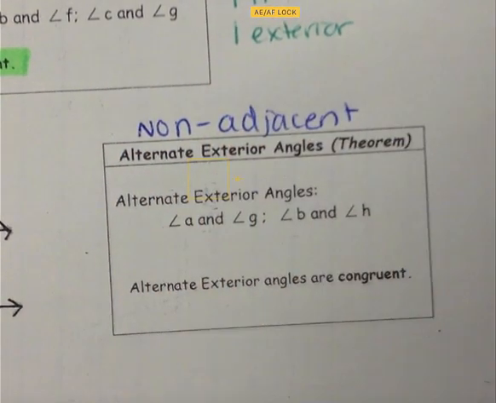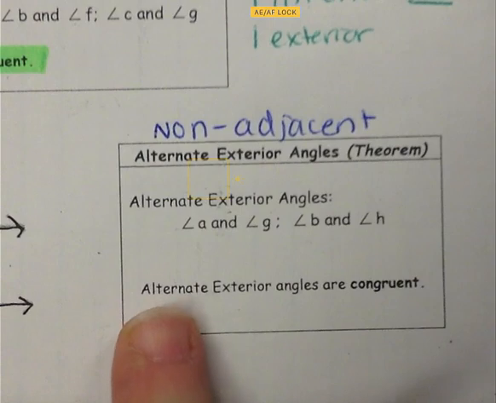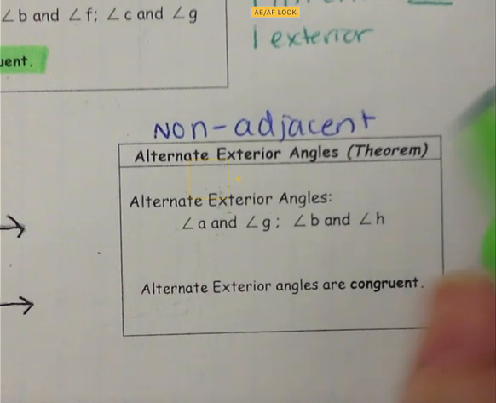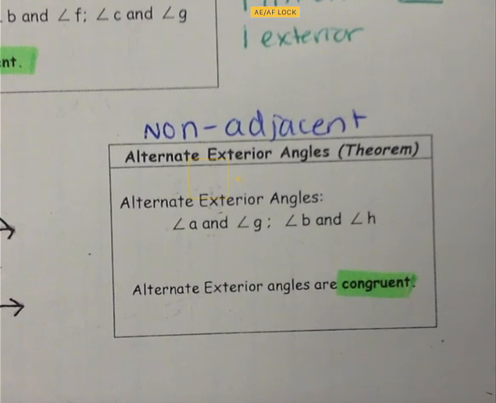They cannot be touching each other. And again, the relationship will happen regardless of parallel. But what happens because of parallel is the numerical relationship. Alternate exterior angles are congruent as well. So far, we have a lot of congruent angles.